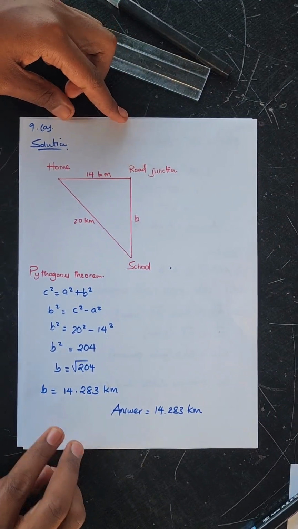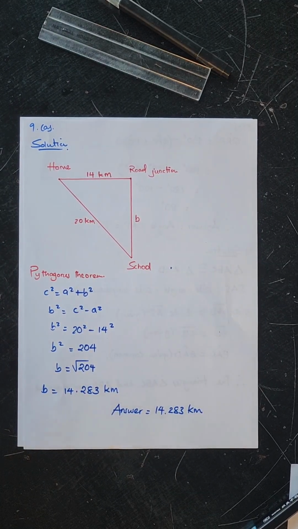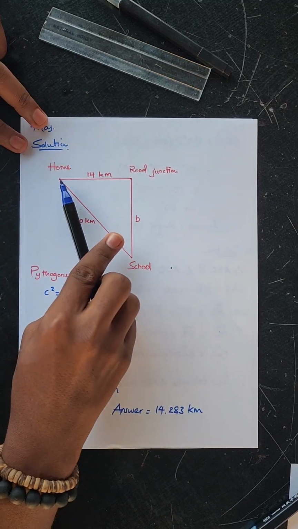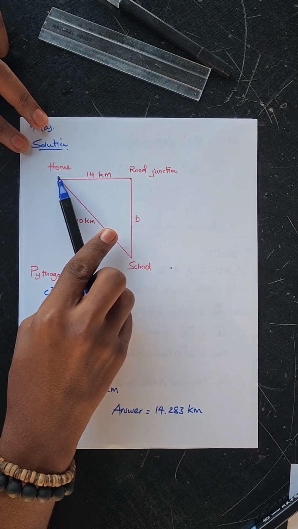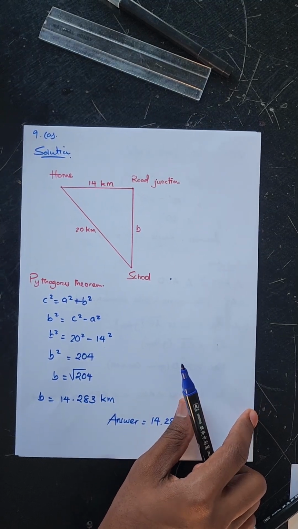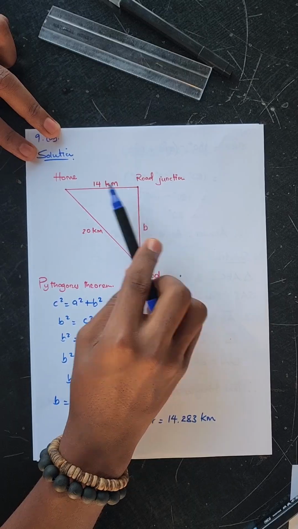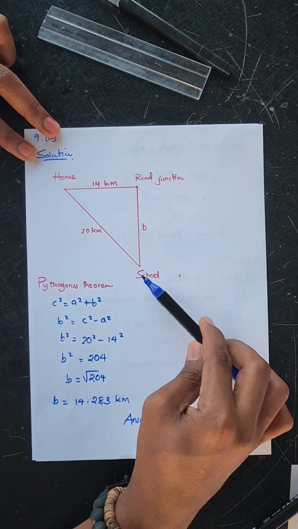Yes, number 9A. A student walks from home to school. First eastward from home to the road junction. So this is the road junction. It is 14 kilometers from home. And then southward to school.